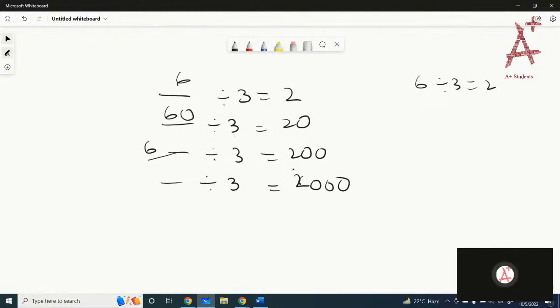Again, you have to find a number that when divided by 6 equals 2. So it is 6. The quotient has two zeros. That means here you have to put two zeros. Got it? Again, 6 divided by 3 equals 2, but the quotient has three zeros. That means the divisor also has three zeros. Got it?